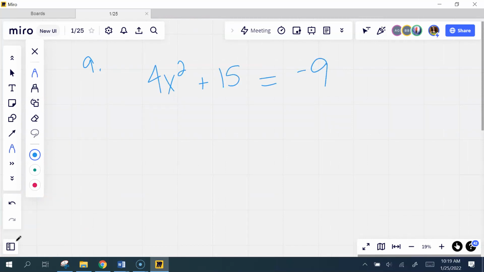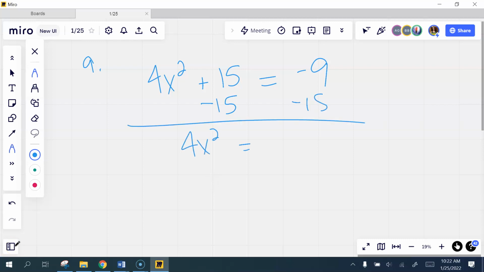Solve this one, try this one on your own, and then we'll come together and do it. Subtract 15. That's exactly what I would do also. So I have 4x squared equals -24. What now? Divide it by what? How did you know that you need to do this in this order?